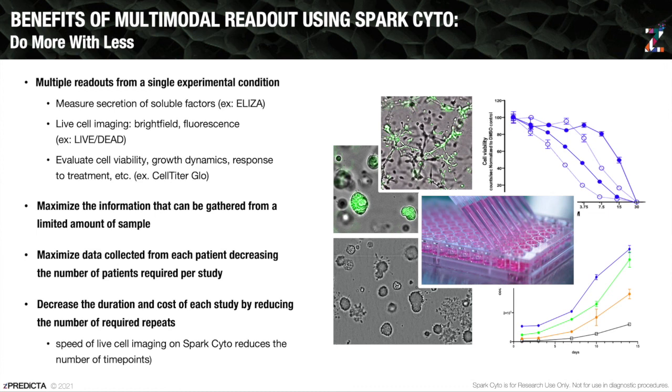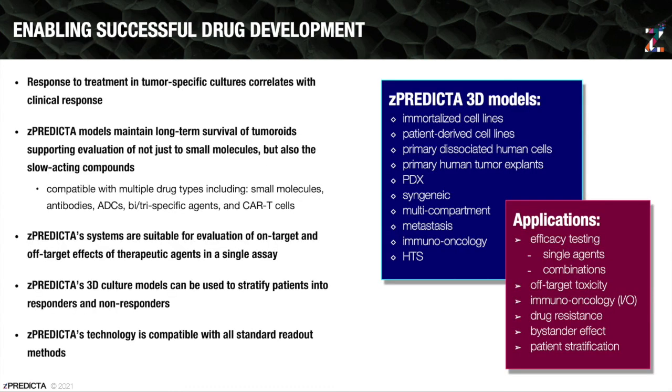You don't have to set up 6 wells, 3 wells for imaging, 3 wells for CellTiter-Glo. You do everything from 3 wells. So again, cost and time. So finally, to summarize what our system can do, it can capture response to treatment in tumor-specific cultures and show that it correlates with clinical response. We can maintain long-term survival of these tumoroids and look at small molecules, look at slow-acting compounds, because we can really capture the duration of treatment in the cells or maintain viability over the course of this treatment, so you can look at various types of molecules. We can look at both on-target and off-target therapeutic agent effects in the same assay, so again, reducing the need for multiple assays, multiple wells, multiple patients.